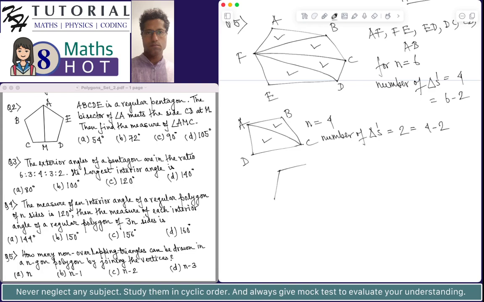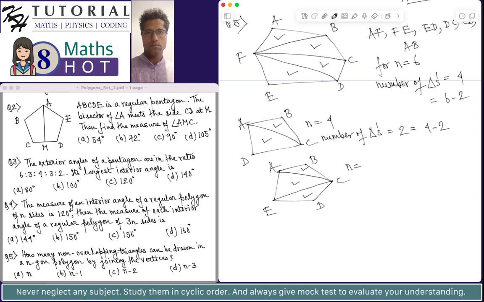Let's see what is the case for a pentagon. So this is a pentagon. Let's say A, B, C, D, and E is the pentagon. I can create a triangle ABC, join A and C, and I can create E and C. So I can clearly see there are 3 non-overlapping triangles formed by joining the vertices of a pentagon.